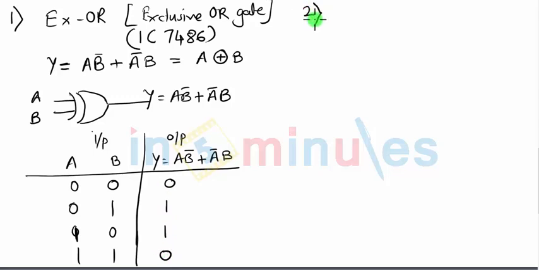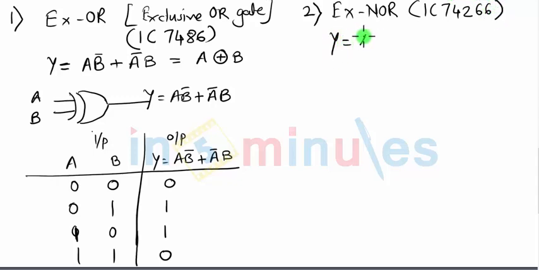We'll see the second derived gate, that is called as XNOR. Logic IC number is IC 74266. Expression Y = AB + ĀB̄. The symbol is again XNOR. It's exclusive NOR gate. It's a kind of negation of XOR.